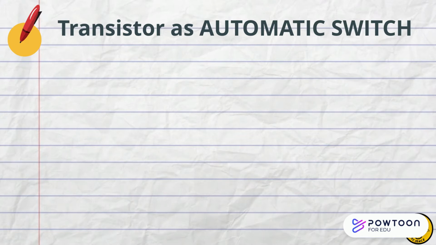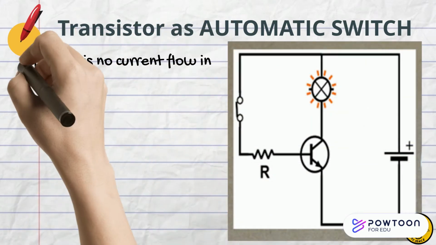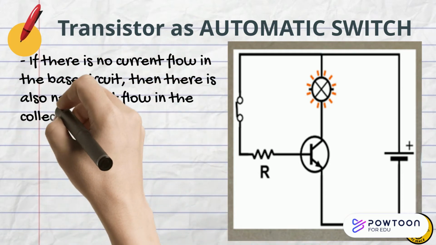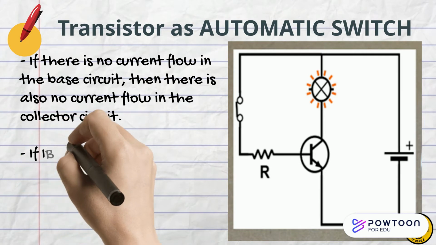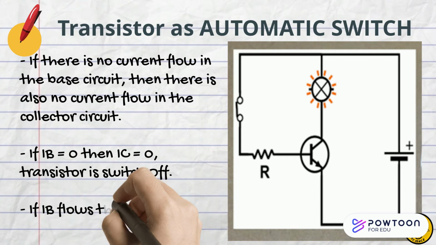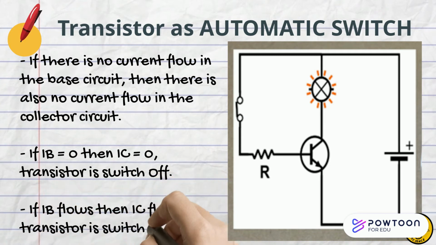Transistors as an automatic switch. If there is no current flow in the base circuit, then there is no current flow in the collector circuit. If IB is equal to 0, then IC is also equal to 0. The transistor is switched off. If IB flows, then IC flows. The transistor is switched on.